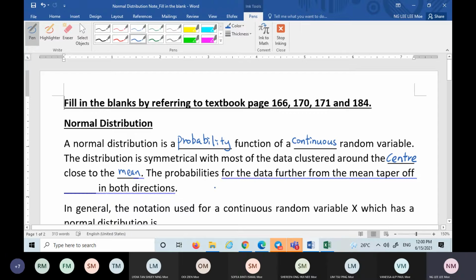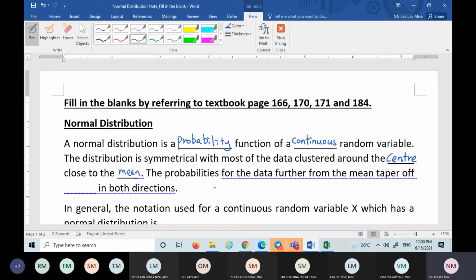Okay, mean is the average of the data. So it's at the center of the distribution. So most of the data is actually around that. That is the peak of the graph, which is also at the center where the mean is. Next, the probabilities of the data further from the mean taper off.